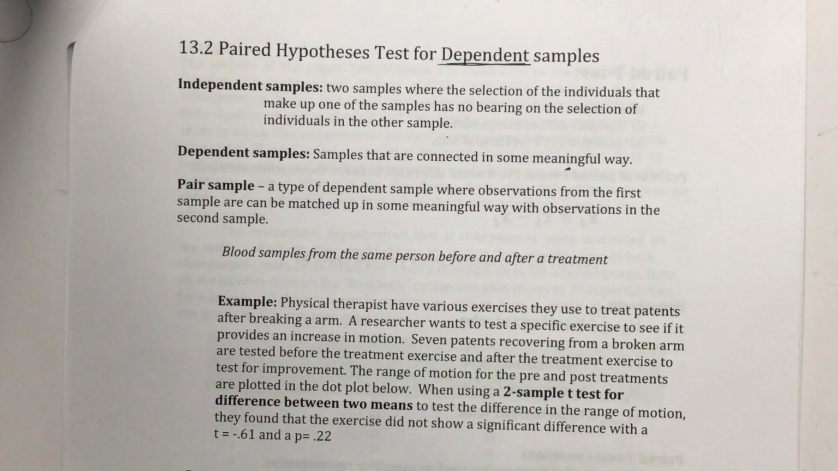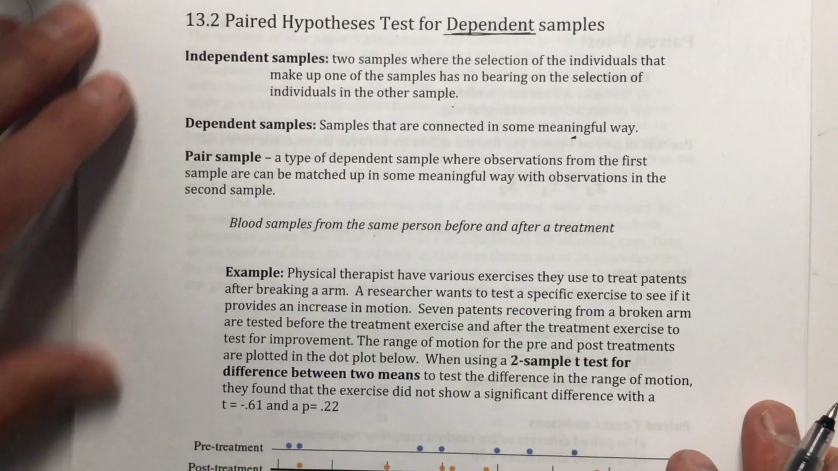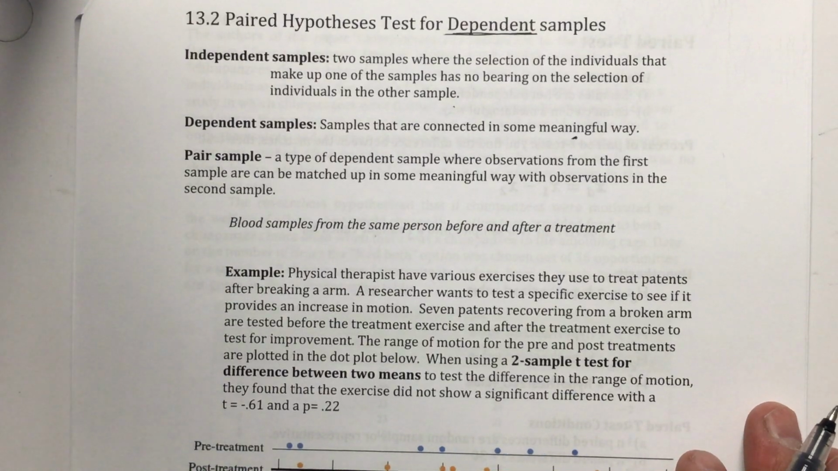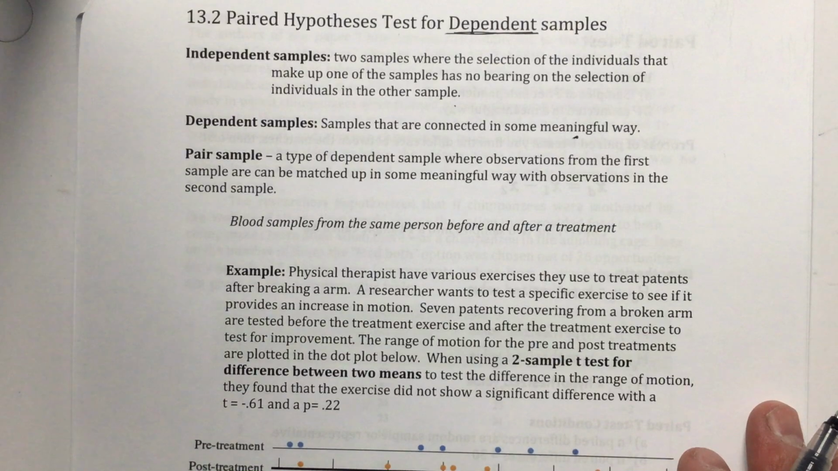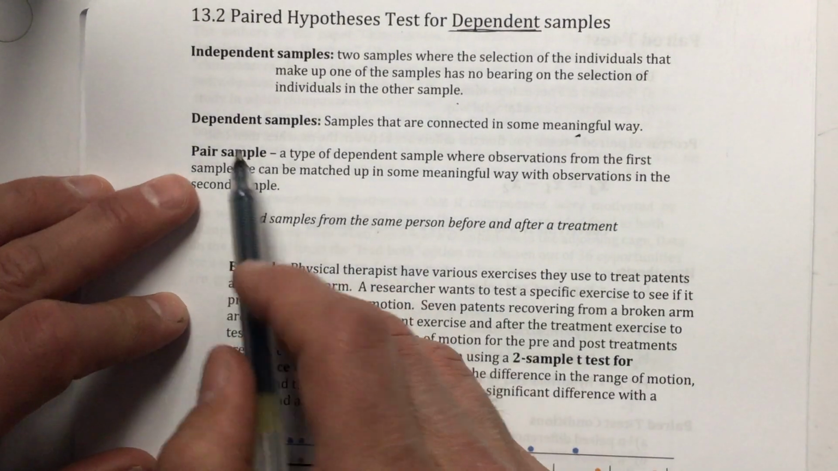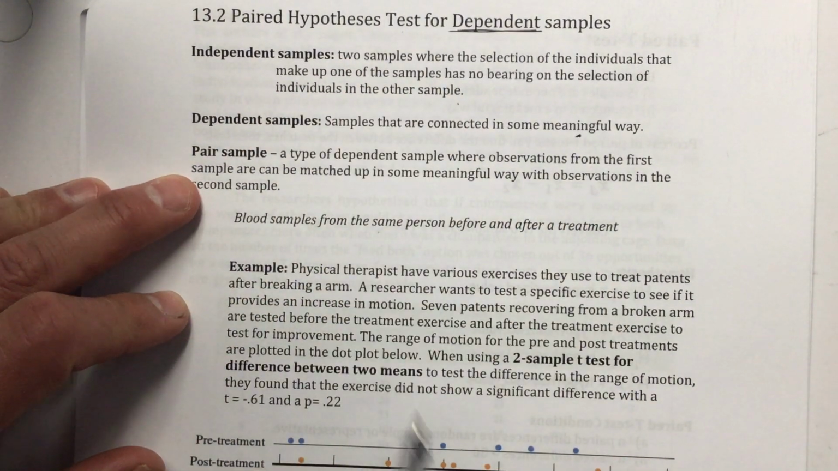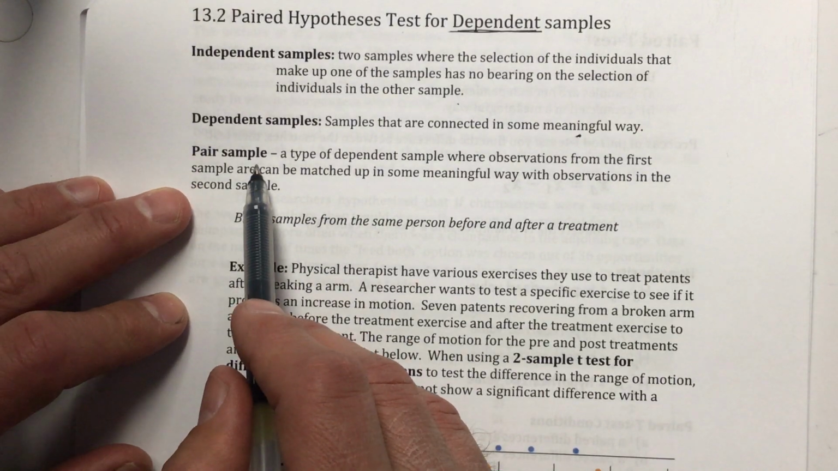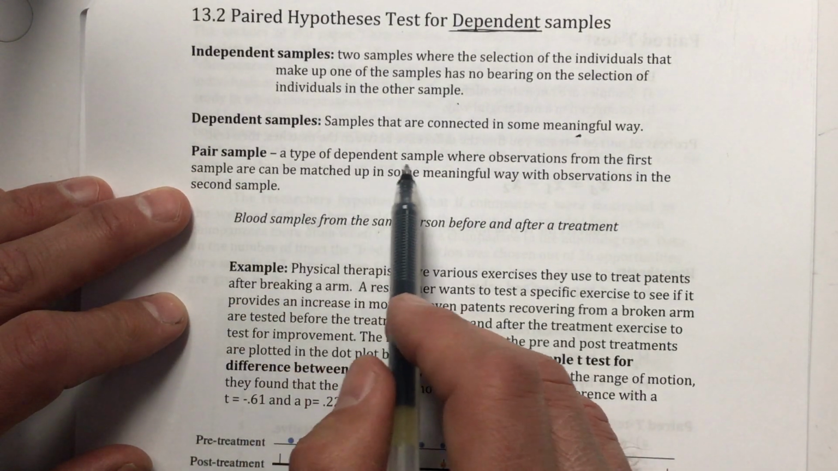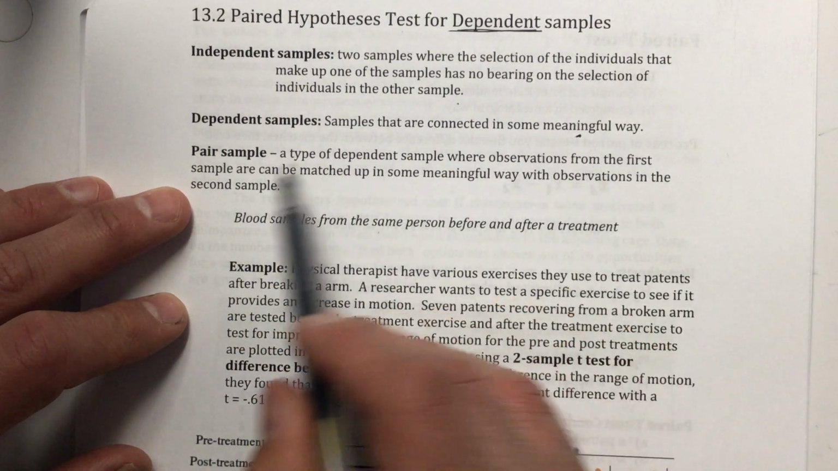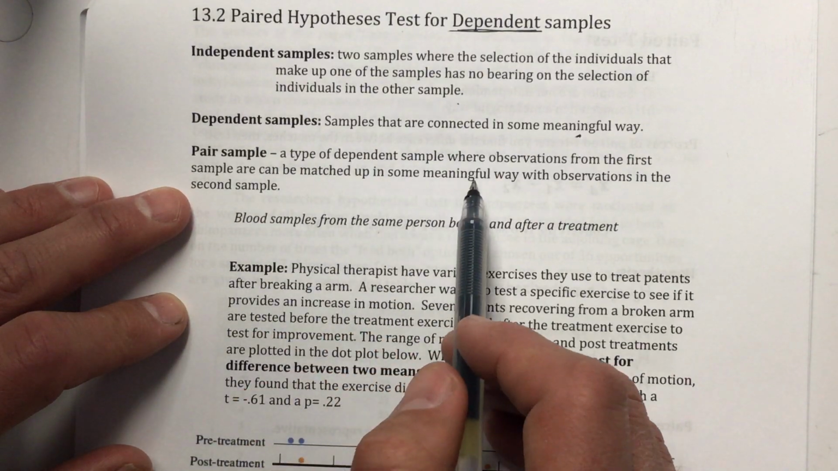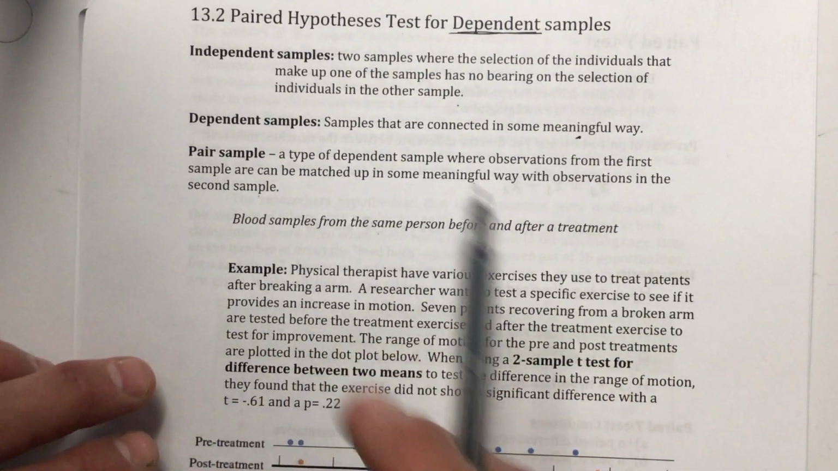So most of the time, I think AP does a pretty good job of making it clearly independent or clearly dependent for you to make your decision on what to do in these cases. So when it is dependent, like everything in this example, you're going to do what's called a paired sample. It's a type of dependent sample where the observations from the first set can be matched up in a meaningful way with the observations of the second.